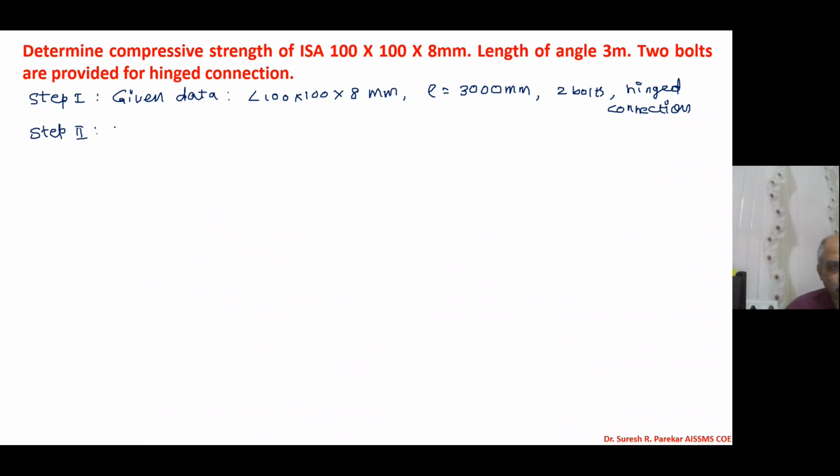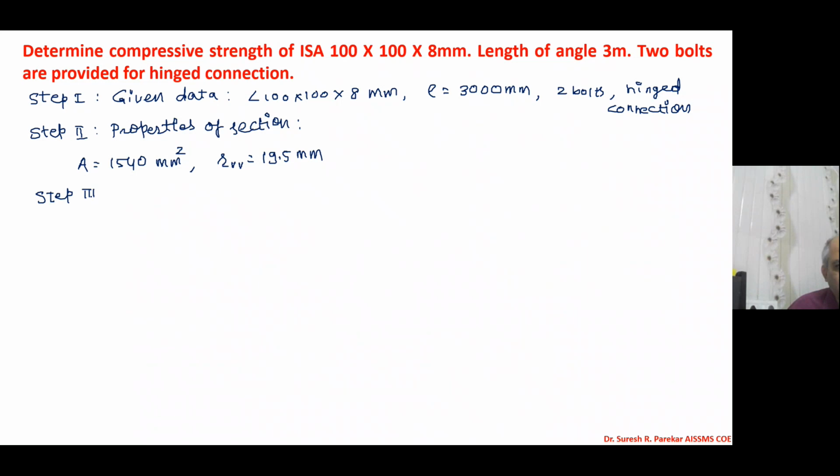Step 2, properties of section. So we have A equal to 1540 millimeter square. Then we have RVB we require. We need not require RXX or RYY. We have RVB 19.5 millimeters. Then if required, we will write other data.